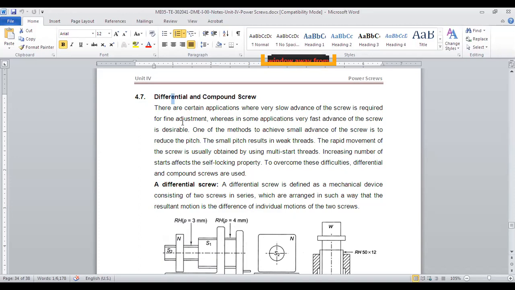It is a mechanical device consisting of two screws in series, which are arranged in such a way that the resultant motion is different. As I said, the resultant motion is the difference between the motions of the screws. So if we have a requirement like in a vernier caliper, or small precision instruments, or a CNC machine, or a missile projector, where very small movement and precision are important.